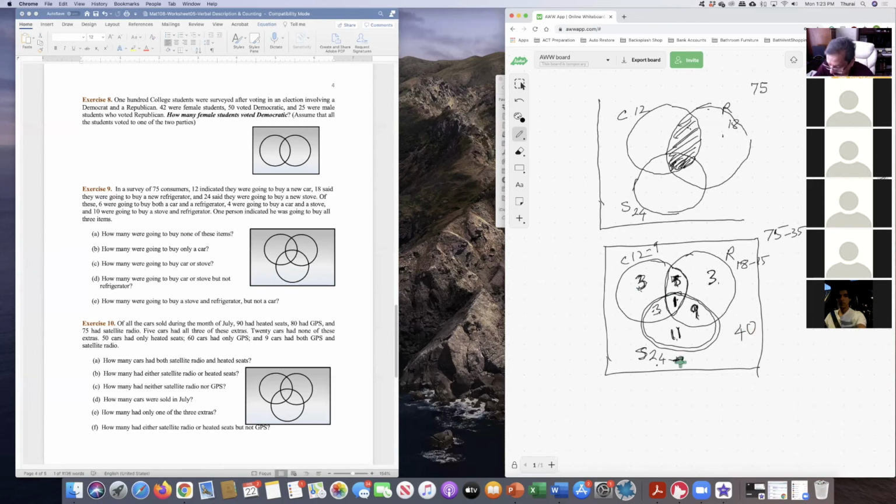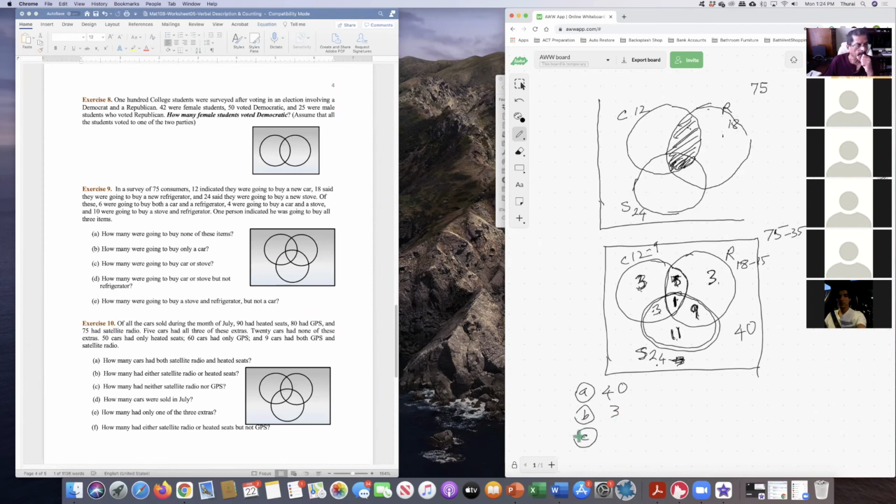Okay, so let's now start answering questions. How many were going to buy none of these items? What's the answer? 40. 40, right. Second question, how many are going to buy only car? 3. 3 will buy only car.